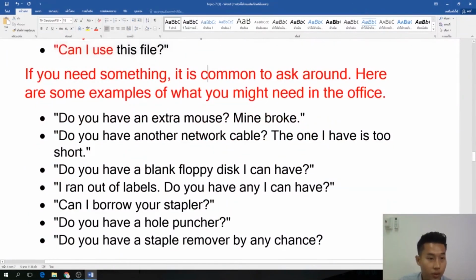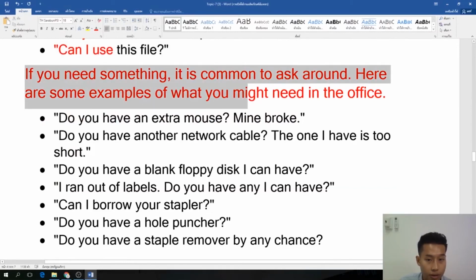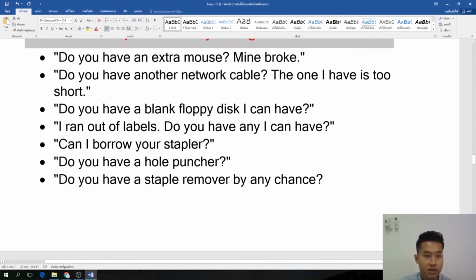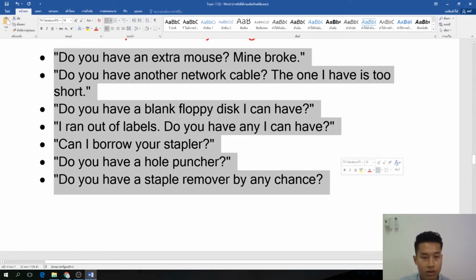Okay, we go with this one. We're going to read first. If you need something, it's common to ask around. Here are some examples of what you might need in the office.